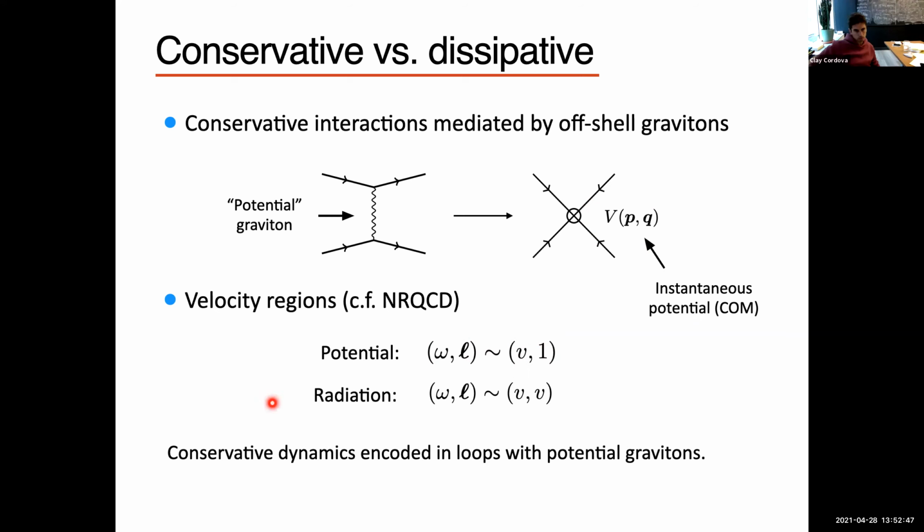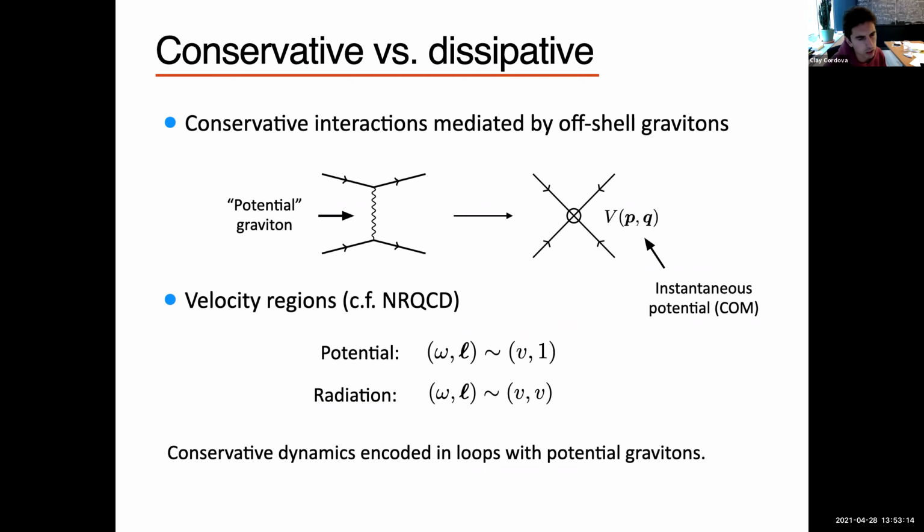And there's also the radiation graviton. If you're interested in radiation effects, then you also have to include these other velocity regions. Again, we will expand the loops in this particular way and calculate these loop integrals. So the conservative dynamics is encoded in loops with these potential gravitons. We call the ones that have this scaling potential gravitons.